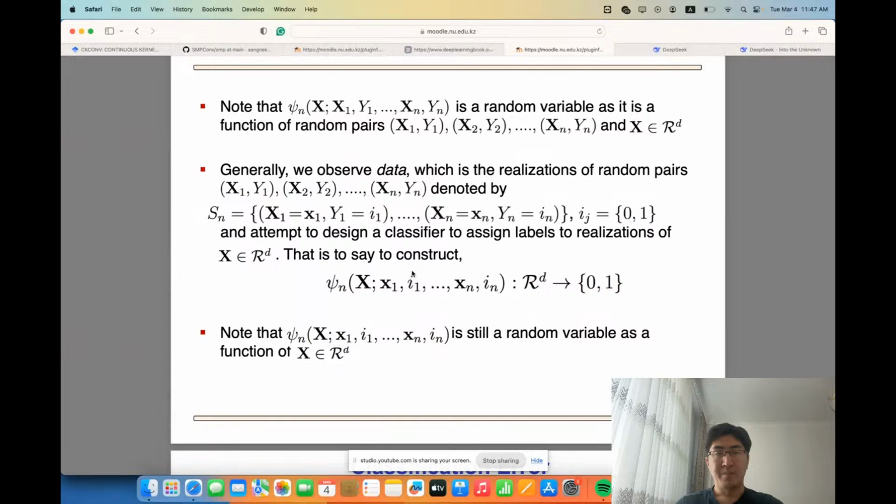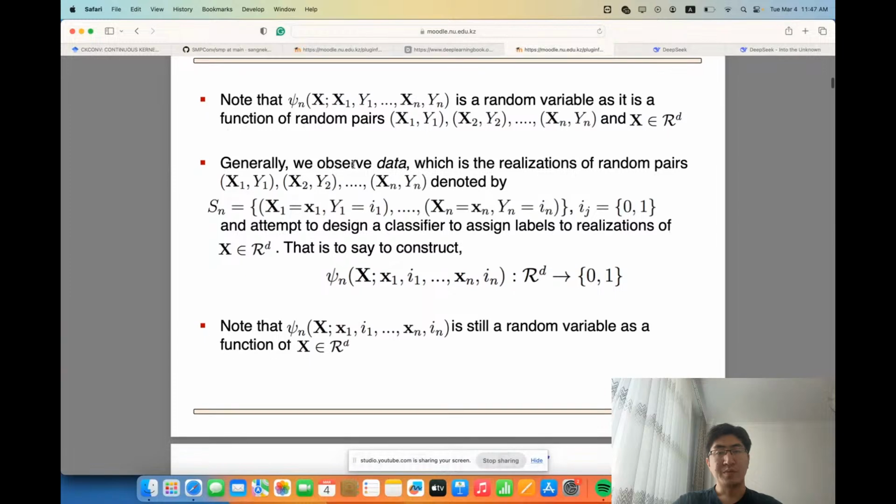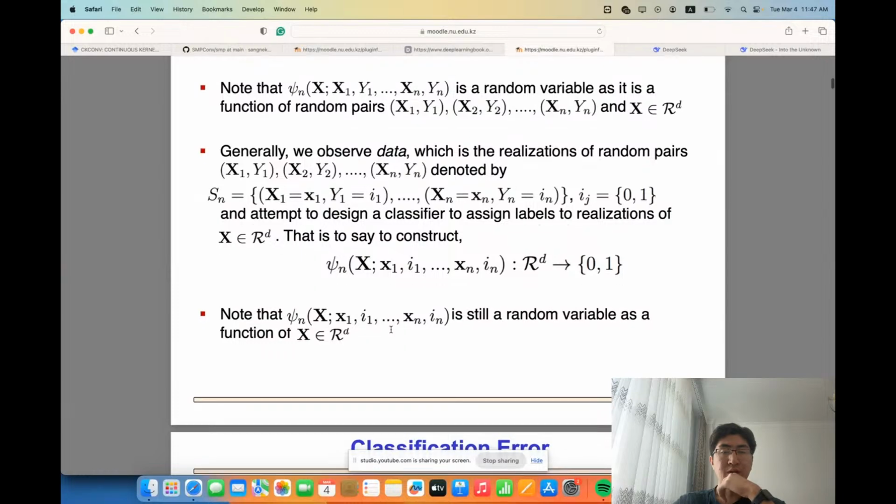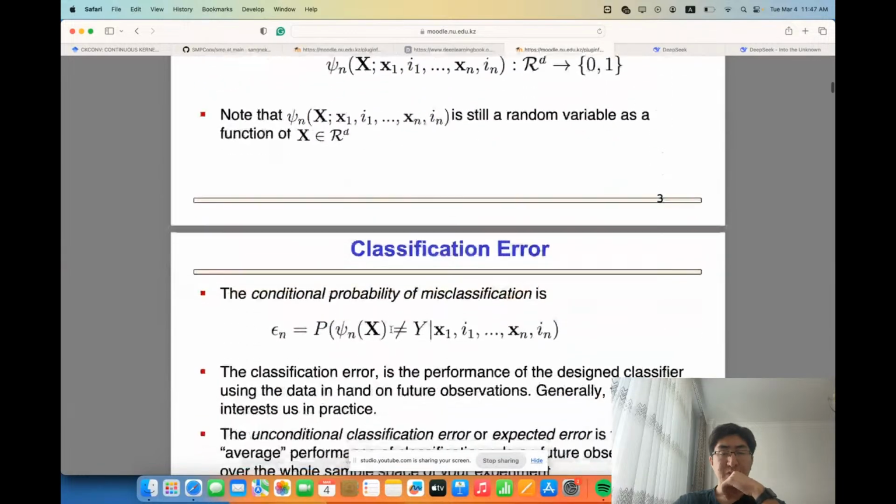So random variable. We're noting that this is our classifier and this is our data. General observed data, which are generalized random pairs, denoted as such for binary classification. An attempt to design classifiers, to construct the classifier. Okay, we have two output classes. Note that it's still a random variable as a function.